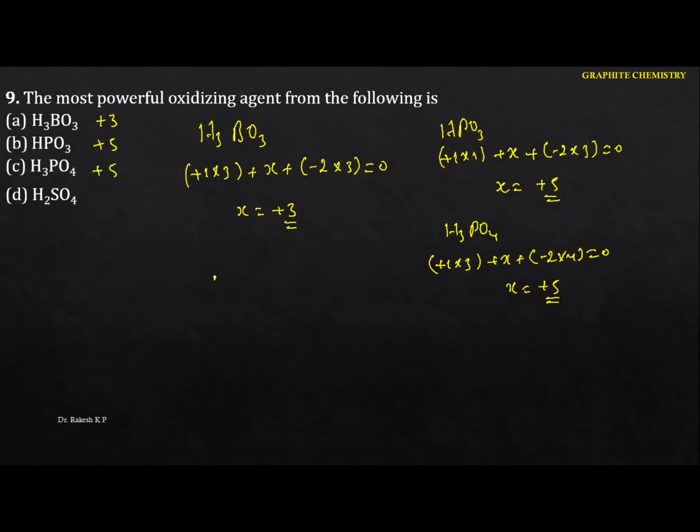For the last one, that is the sulfuric acid, this is plus 1 into 2, plus X, and the charge for the oxygen, that is minus 2 into 4, which is equal to 0. So the X value we are going to get is plus 6. That means you just identify the highest oxidation state, which is the sulfur in the sulfuric acid; it can decrease its oxidation number, hence it acts as the most powerful. All act as oxidizing agents, but the most powerful depends upon the higher oxidation state. Hence the option is D.